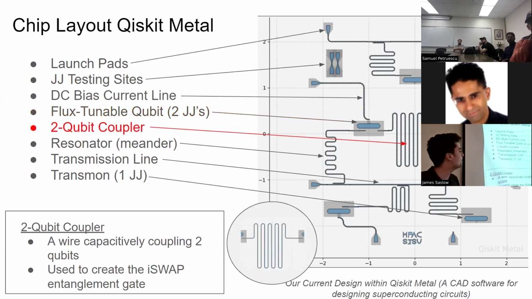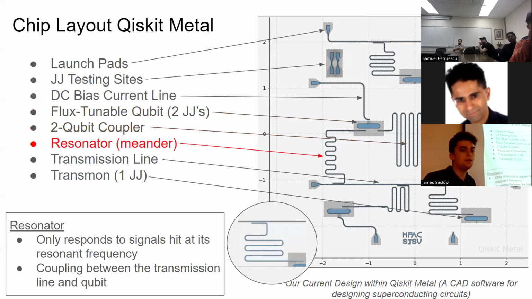Next, you have your two-qubit coupler, which is basically a capacitively coupled wire that couples two qubits together. And this is kind of the key ingredient to creating an iSWAP gate. And then you have the resonator. The resonator only responds to signals hit at its resonant frequency, and it tends to ignore the rest of the signals. And it's an inductive coupling between the transmission line and a capacitive coupling with the qubit.